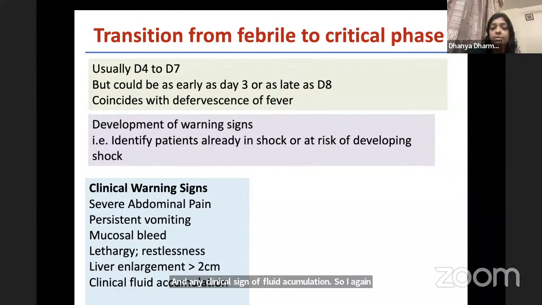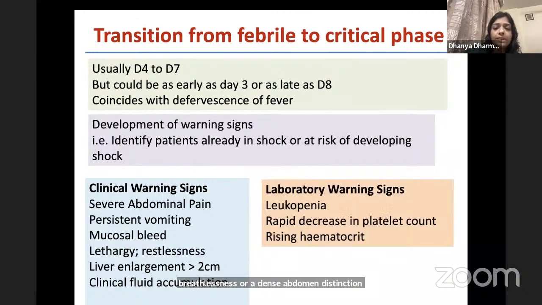The warning signs you need to explain to the parent. Suppose your child has severe abdominal pain, persistent vomiting, any gum bleed, even in older children increased menstrual bleeding or inter-menstrual bleeding, that's also very important. Lethargy, restlessness, liver enlargement more than 2 centimeters, and clinical fluid accumulation, like say pleural effusion, which might present with breathlessness, or a tense abdominal distension.